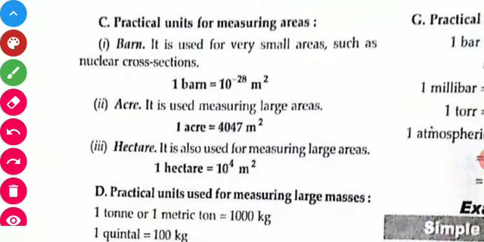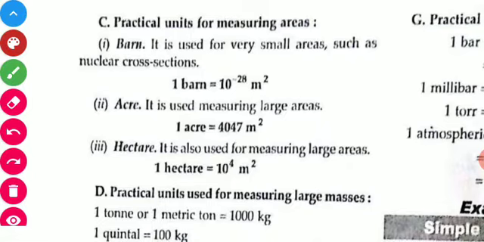After that, practical units of area. So students, there are 3 practical units of area, as we see here. First is barn. It is basically used for small areas. Second is acre. This is basically used for measuring lands.